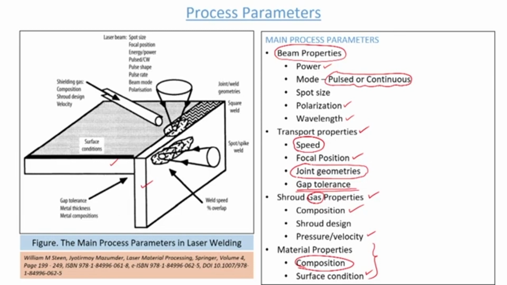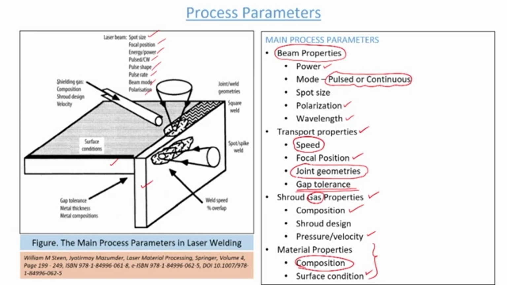Sorry, here we are going for the corner joint. During this corner joint, various parameters are enlisted here: spot size, focal position, energy or power that we are applying, mode of the laser, whether it is pulsed or continuous wave, shape of the pulse, rate of the pulse, that is the pulse frequency, beam mode and the polarization.